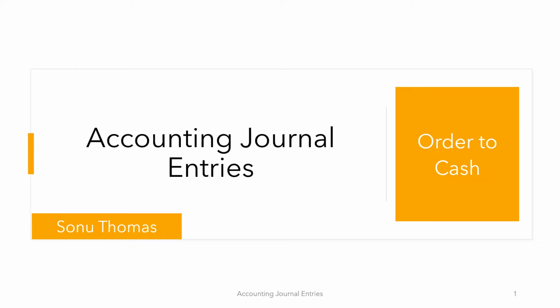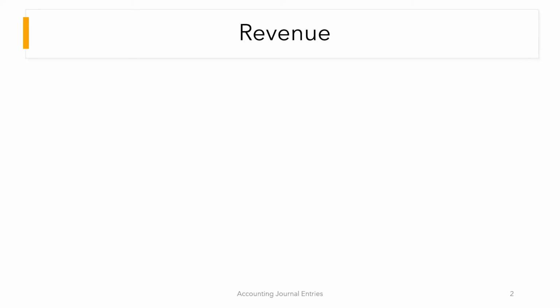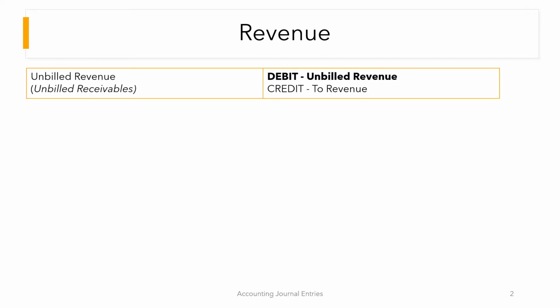So let's understand the next set of accounting entries for order to cash. The next topic would be entries related to revenue. So let's begin with unbilled revenue. For unbilled revenue, we will debit unbilled revenue and the credit will be to revenue.